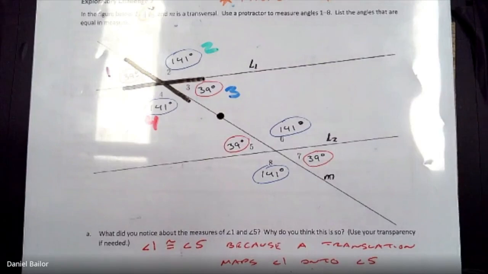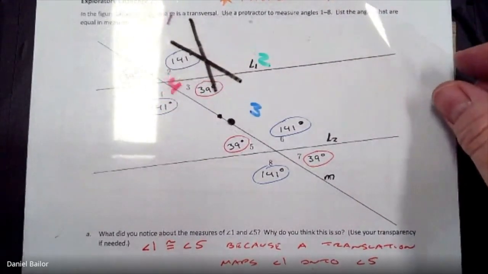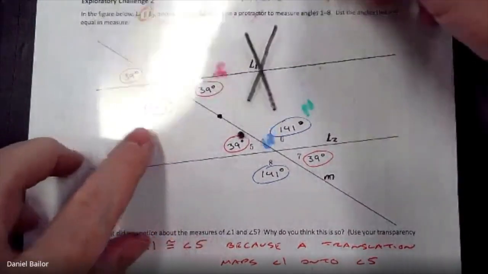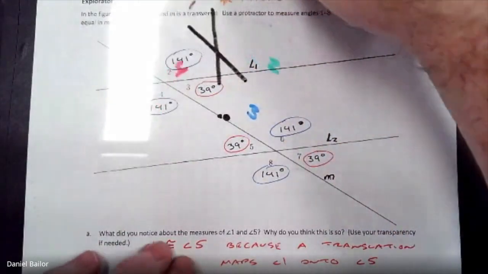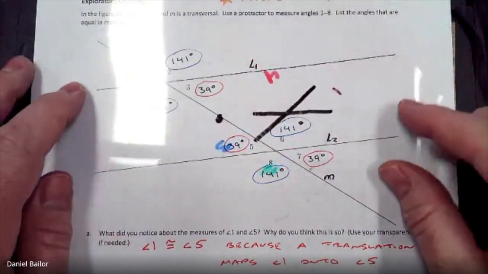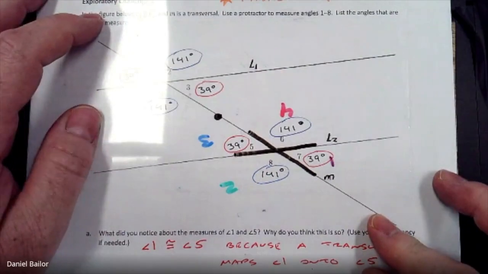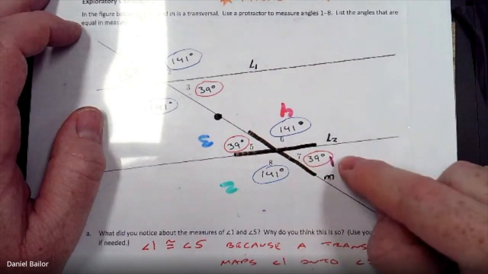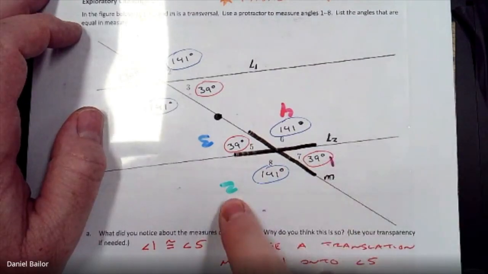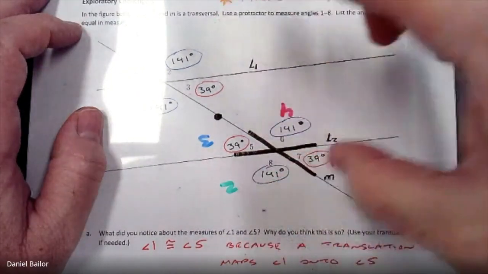Now I'm going to rotate around the center point. Watch what happens when I keep the center point exactly where it is. I'm going to spin around it. So I started here. Now I'm going to spin around the center point. Look what happened. Angle 1 turned into angle 7, and it matches perfectly. They're congruent. Angle 2 turned into angle 8, and they are congruent.